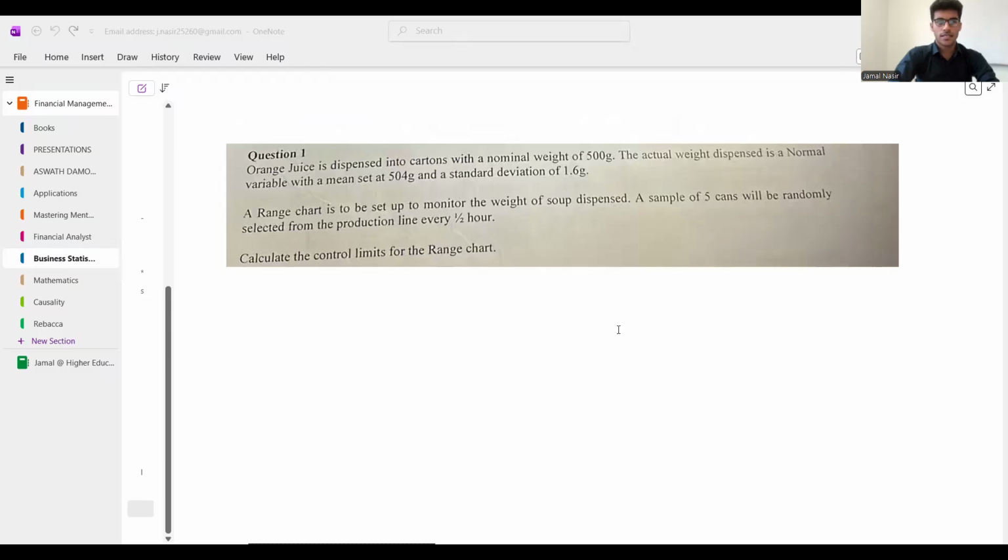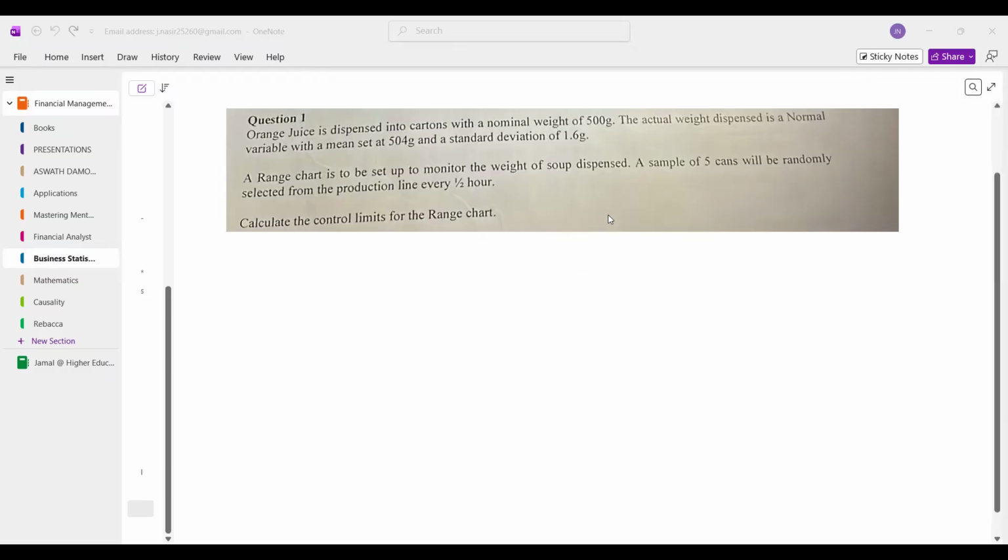So this is the next session in the continuation of what we started, solving questions of statistical process control. This is one of the questions based on finding the range chart. So we will be finding the range control limits, the upper control limit and the lower control limit, and let's see how this question is being posed here.